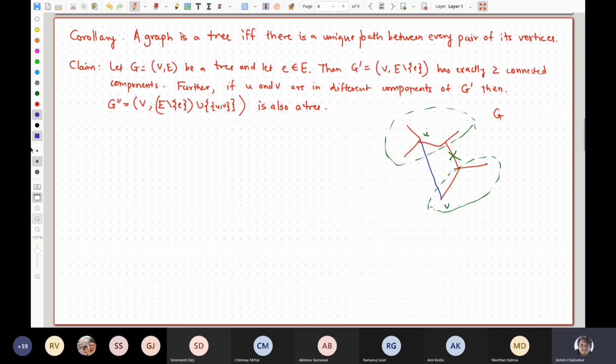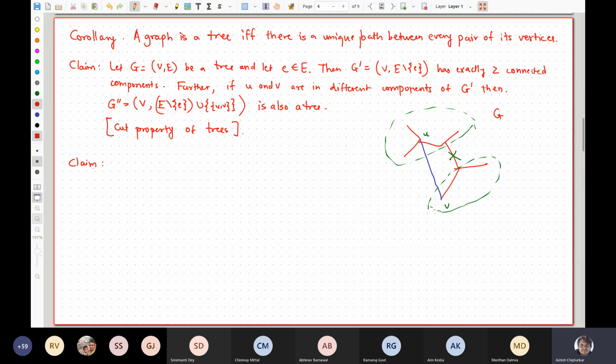Okay. So this is what is called the cut property of trees, right? And the other question we asked in the last class was the following.